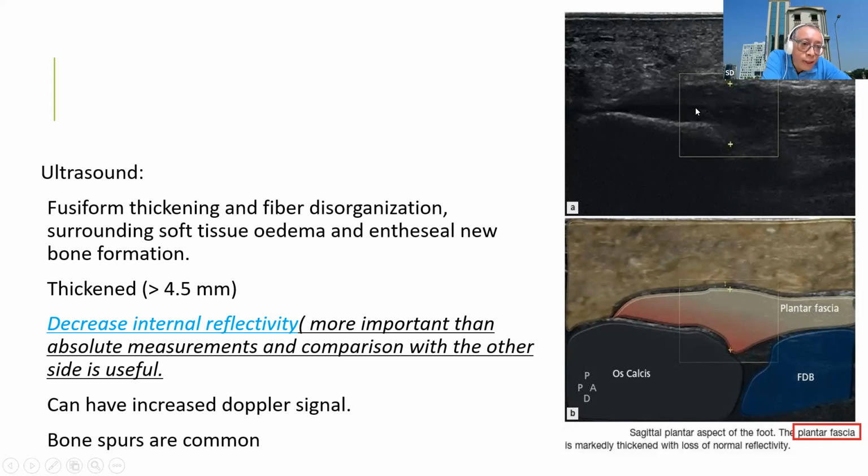Here you can see the normal hyperechoic fibrillar pattern of the plantar fascia is lost, and this is black, and there is decreased reflectivity. So these two criteria are the most important criteria for the diagnosis of plantar fasciitis.